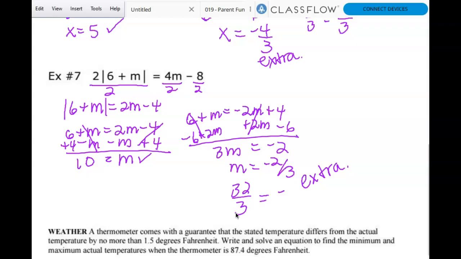But it doesn't matter because this is positive and this is negative. They're not going to match, right? It literally doesn't matter what the numbers are. They can't match. It's extraneous, so it doesn't matter. You can't have one positive and one negative. That makes it extraneous.